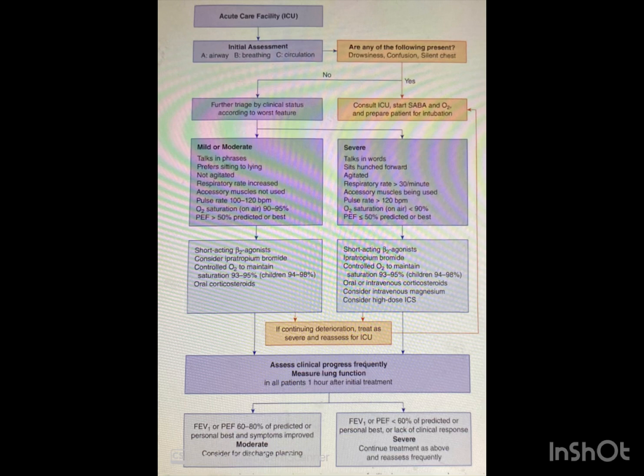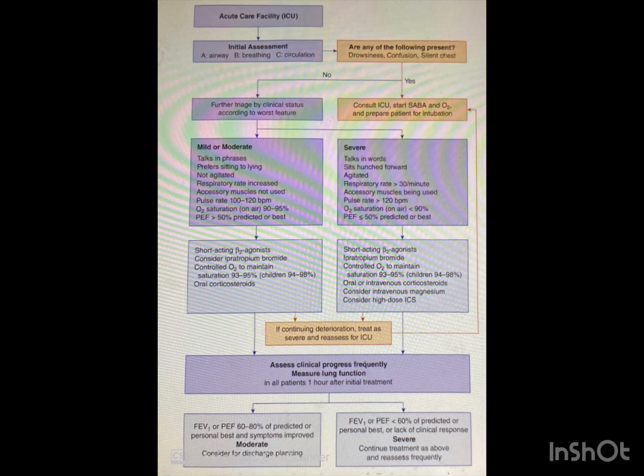Assess clinical progress frequently, and measure the lung function in all patients 1 hour after initial treatment. If the FEV1 or PEF is 60 to 80% of the predicted or personal best and symptoms improved, consider discharge planning. If the FEV1 is less than 60% of the predicted or personal best, or there is lack of clinical response, it is severe; we will continue the same treatment as above and reassess frequently.